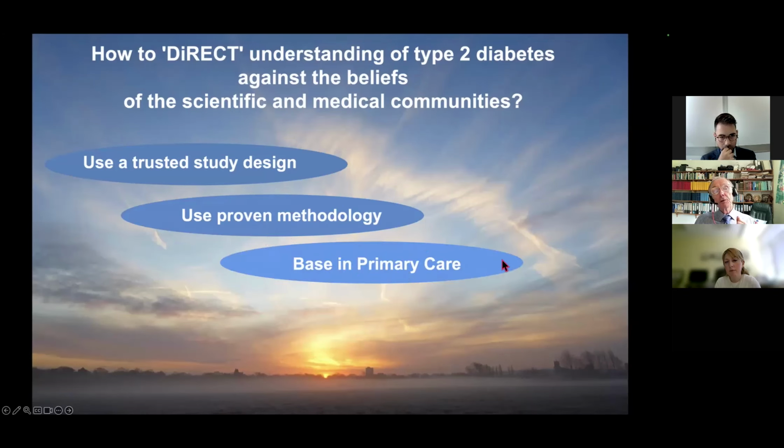It was important that it was based where people were really looked after. And DiRECT at the level of the primary care was not organized by the doctor. It was done by the practice nurse. The nurse was given 8 hours of tuition in how to achieve remission. That's all.